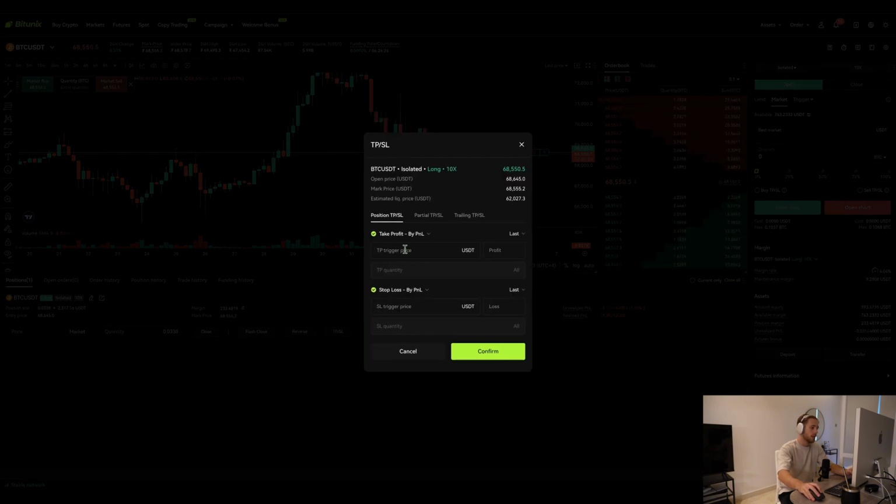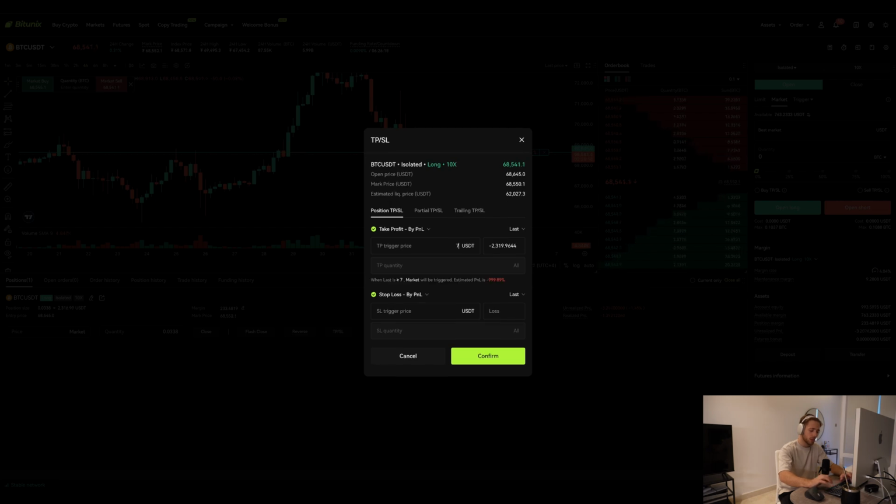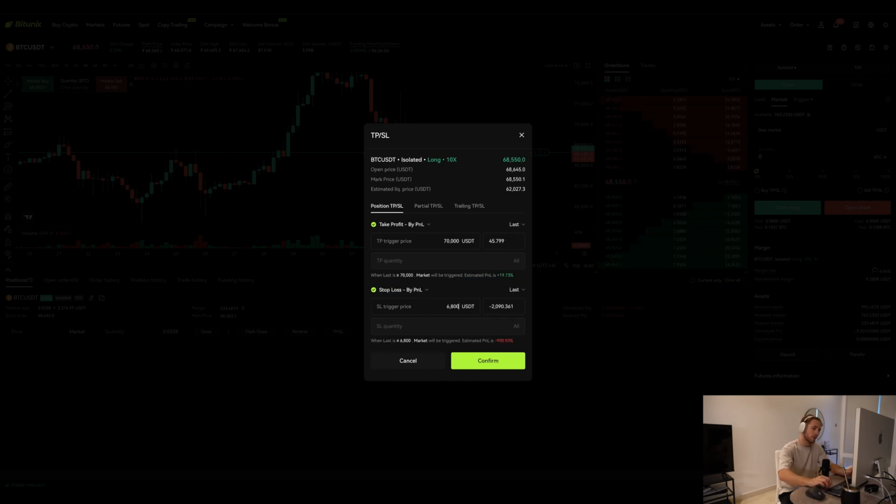So now, as you can see, you can put the take profit and stop loss here. And you can do it also before you open the trade. I'm going to do it now, after doing the trade. Let's say I want to close my position at 70,000, and you can see the estimated P&L is 20%. Stop loss, let's say 68,000, and there will be minus 9%. This is cool about Bitunix, that it shows you in percentage how much you're going to make and what your P&L will be when you set up the take profit and stop loss.